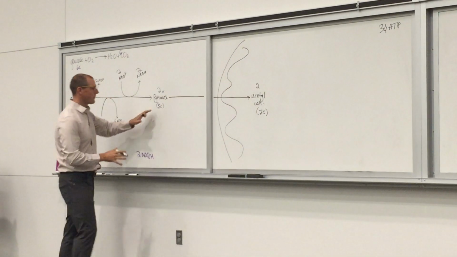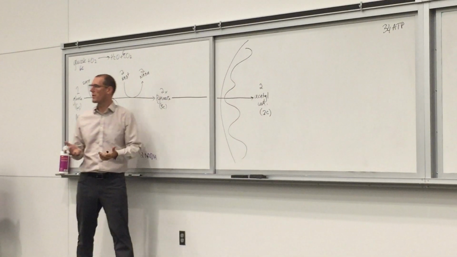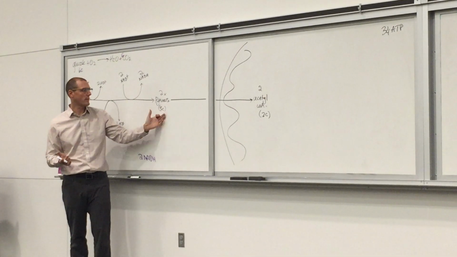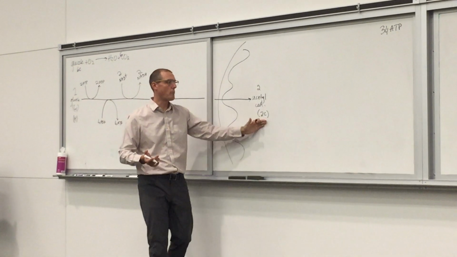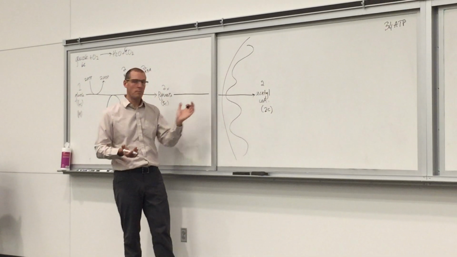So if I've got 6 carbons here and I've got 4 in total here, how many carbon dioxides must come out? I've got 6 carbons going in and only 4 preserved in acetyl-CoA. So 2 must come out. 6 minus 4 would be 2.